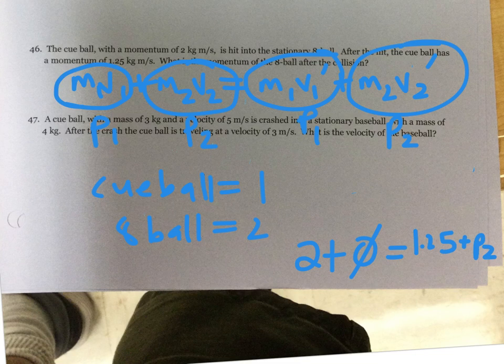So doing our algebra here, we can figure out that P2 is going to equal 2 minus 1.25. So that's going to be 0.75. And our units for the momentum, remember, are kilogram times meter per second.